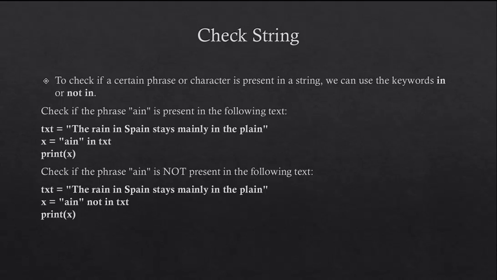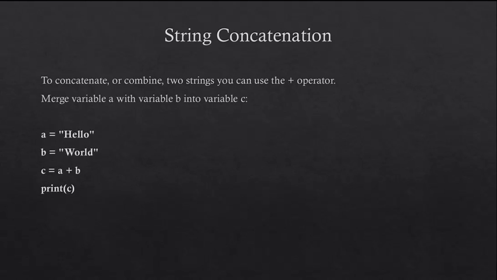As in this case, the second will return false, because "ain" not in text is false, because "ain" is in text. We have string concatenation. To concatenate or combine two strings, we can use the plus operator. We can merge variable a with variable b into variable c. We can concatenate the a variable with the b variable: a is hello and b is world. a plus b will return helloworld.